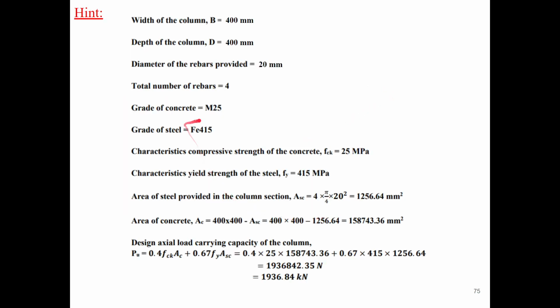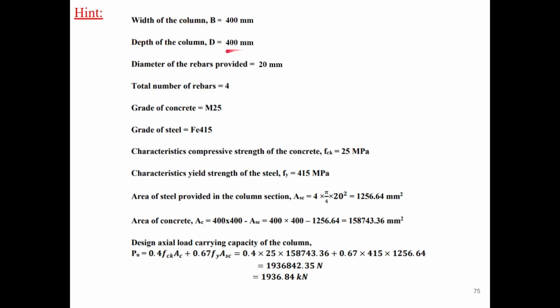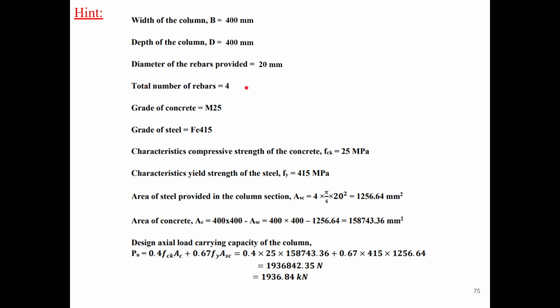We'll be using the equation 0.4 fck Ac plus 0.67 fy Asc. That is the design axial load carrying capacity of the column. Here, the width of the column B is 400 mm, and D is also 400 mm, since it is a square column. Diameter of the rebar is 20 mm, and the number of bars is 4. Grade of concrete is M25, so fck is 25 megapascal. Grade of steel is Fe415, so fy is 415 megapascal.